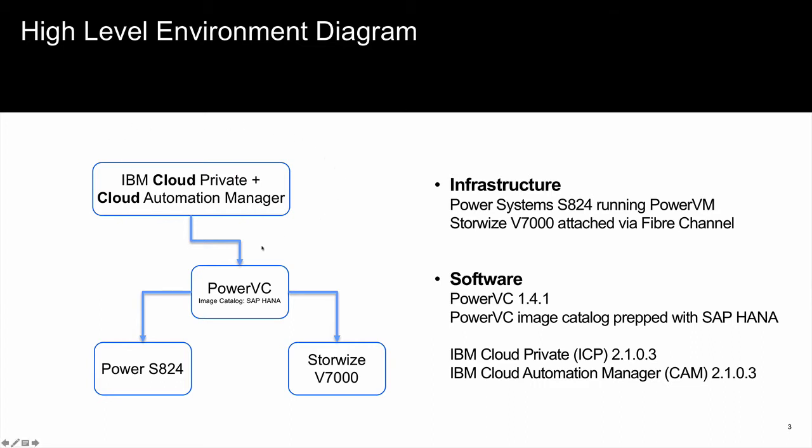Now this is where the magic happens, one layer up with IBM Cloud Private and Cloud Automation Manager. I'm running 2.1.0.3 of both of these software packages. That's where you're going to start to see the beauty of the solution: I have Cloud Private and an application catalog with both container-based applications as well as my SAP HANA database that I can deploy, which will then be orchestrated through PowerVC, just like any other deployment would happen. So with that, let's switch over to the demo.